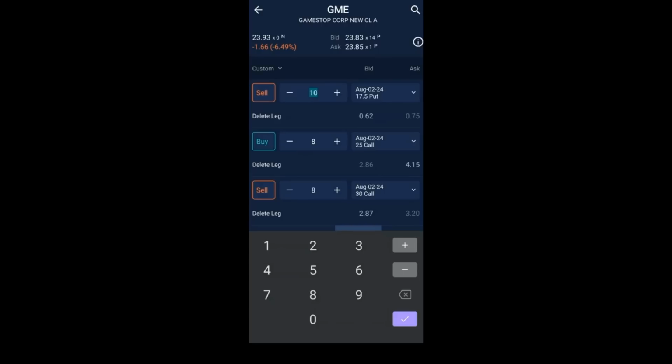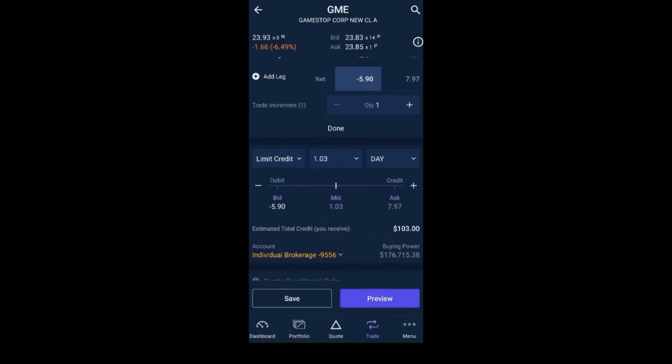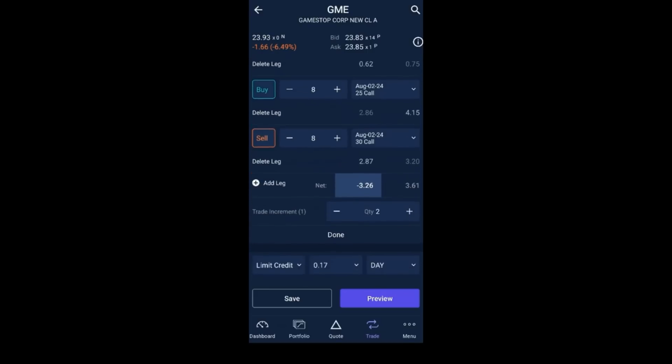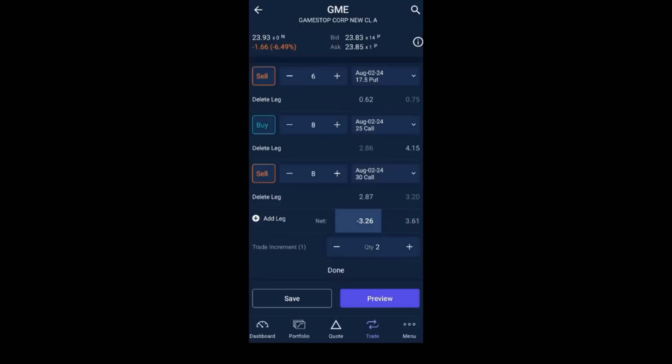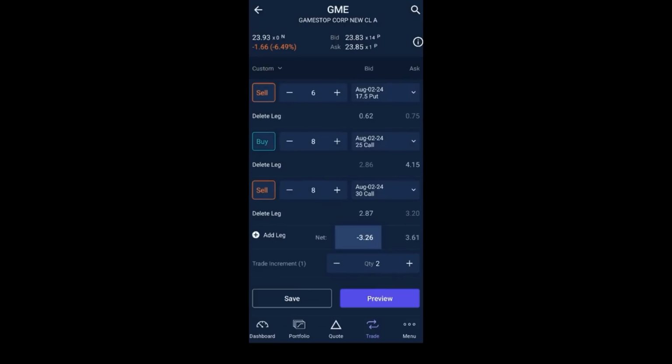So if I wanted to reduce my exposure and decrease the amount of puts that I would sell, I can actually sell 7 puts and still receive $100. So this would actually be the structure that I would use. In this example, I'm buying 8x of the 25 by 30 call spreads, and then I'm financing it by selling 6 of the 17.5s. The expiration date on the entire position is August 2nd, and I can actually put this on for a credit.